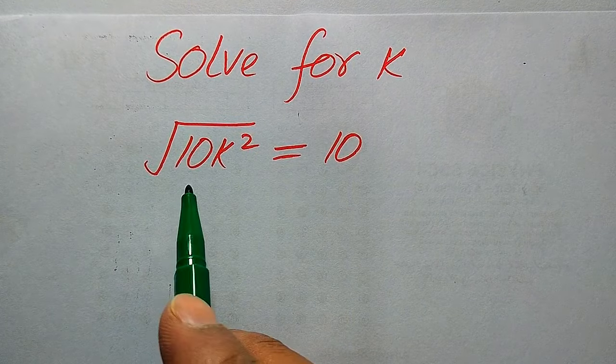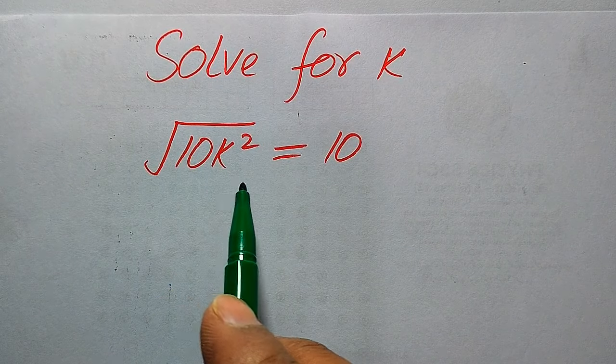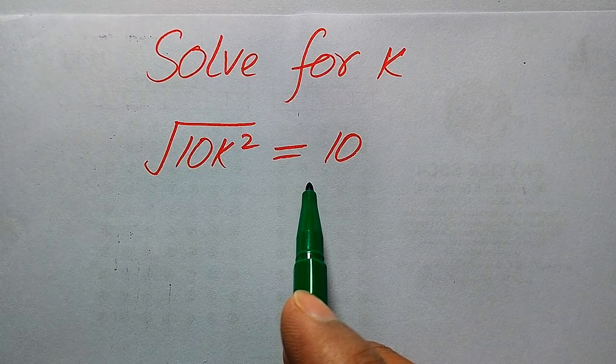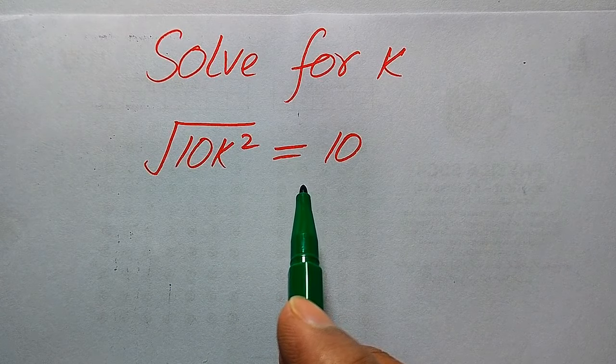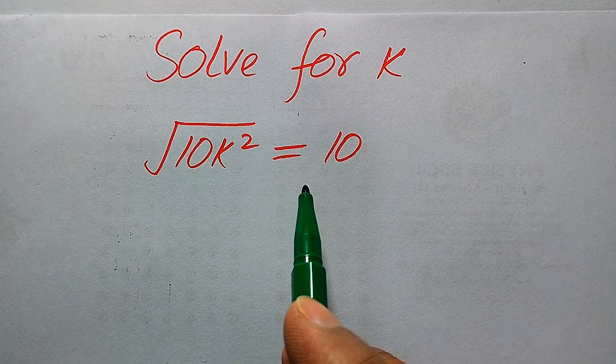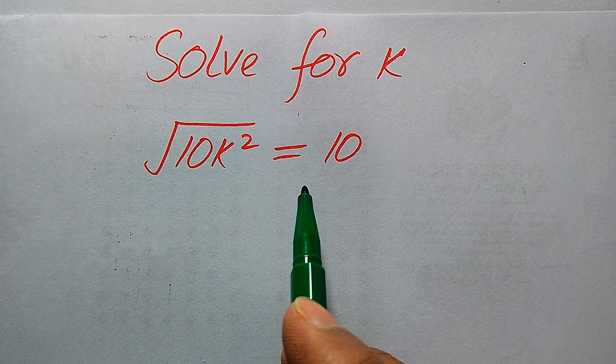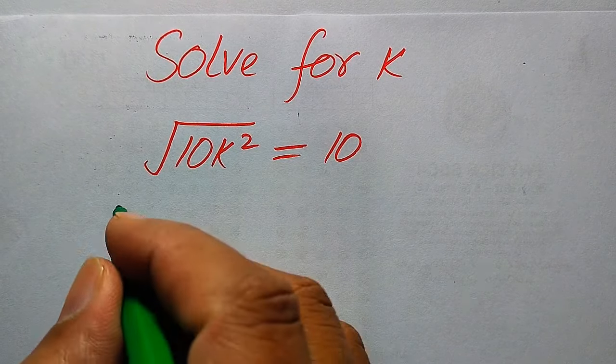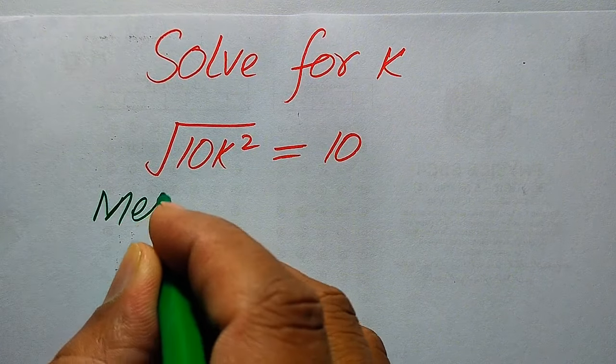So here we have the square root of 10k squared equals 10, and we solve this problem for all the values of k. First we need to find all the roots of this equation, and at the last we will verify which of the roots are solutions and which of the roots are extraneous roots. Further, we solve this problem by two methods. I hope you like both of these two methods.